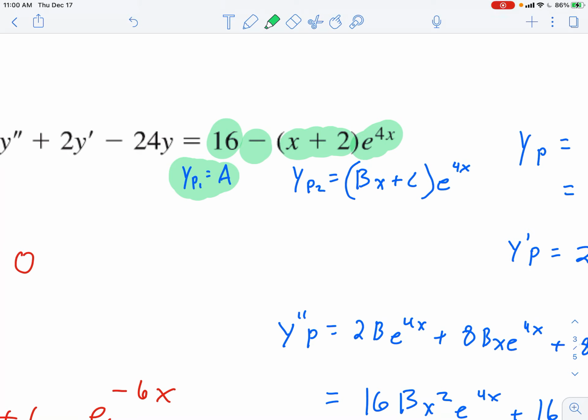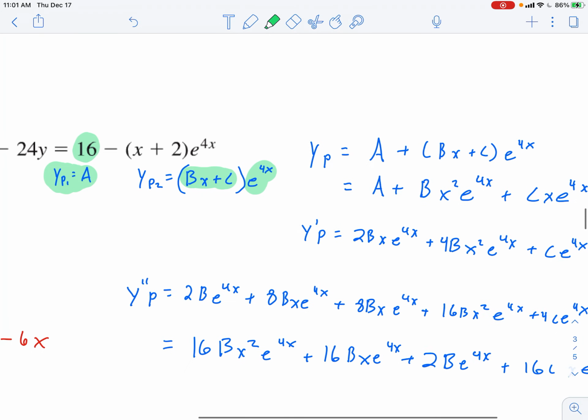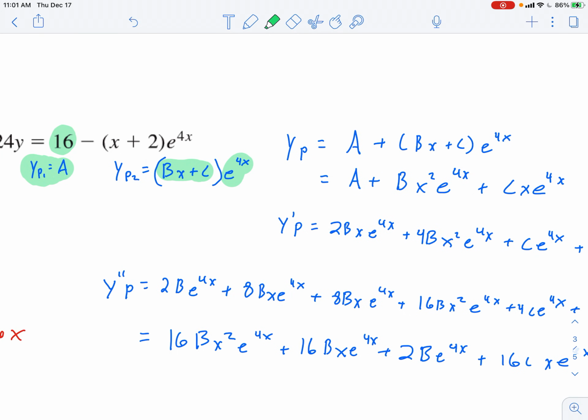I'm not really going to worry about the minus sign, so don't freak out about that. So I have a linear times an exponential, and I'm going to set it up this way: Bx plus C, times e to the 4x. One thing that you might want to do is set that up, and there you have it in the particular form. We just combine all those together.